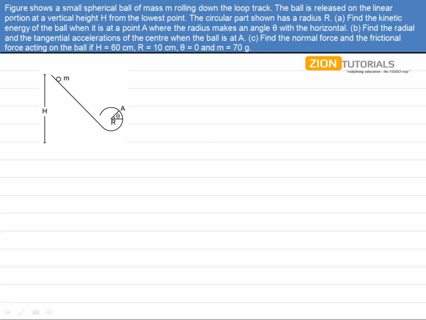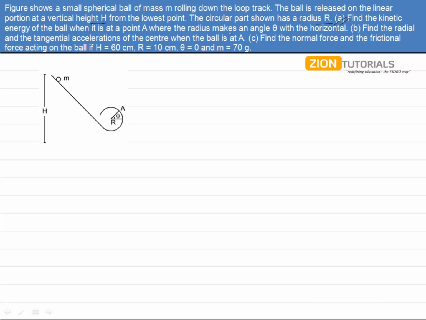As the question says, the figure shows a small spherical ball of mass m rolling down the loop track. The ball is released on the linear portion at a vertical height h from the lowest point. The circular part shown has a radius r. Find the kinetic energy of the ball.